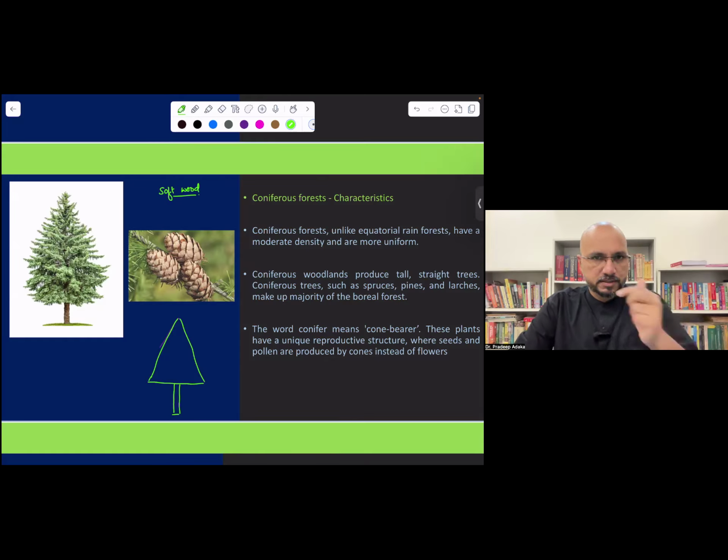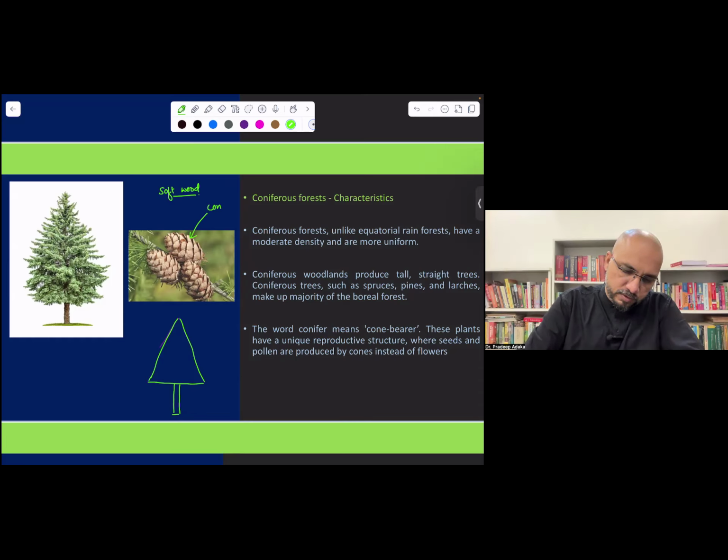Gymnosperms do not produce flowers or fruits. They have naked seeds. These seeds are in cones. So these are called cones. Because they produce their naked seeds in the cones, they are called conifers, not because of their shape. So that is a misconception, that because they look triangular, that is why they are called conifers. Most students give this answer, but it is false. Okay.